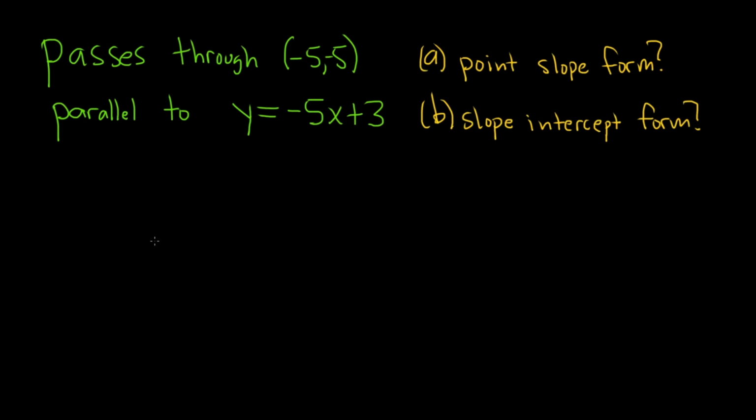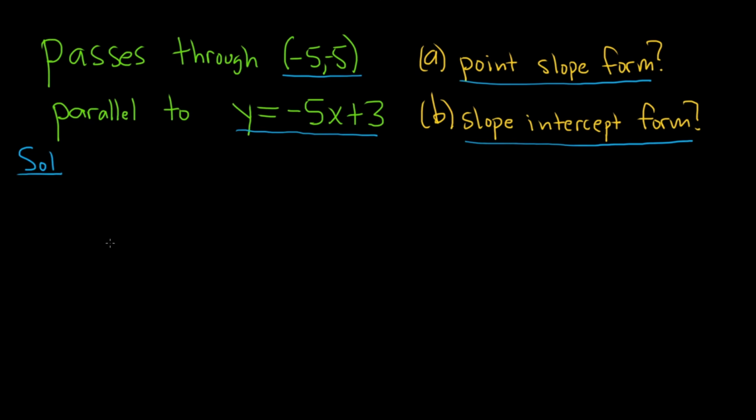In this problem, we're going to find the equation of a line that passes through this point and is parallel to this line. And we need to write our answers in point-slope form and also in slope-intercept form. Let's go ahead and work through its solution.